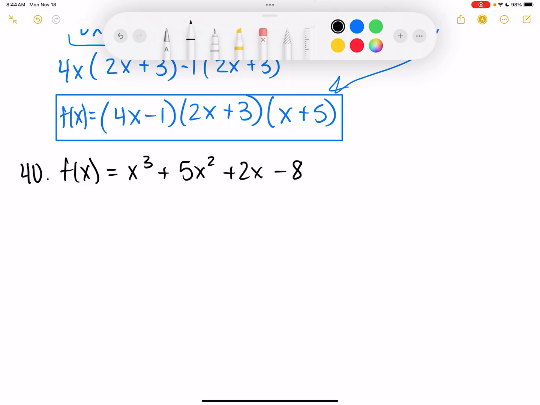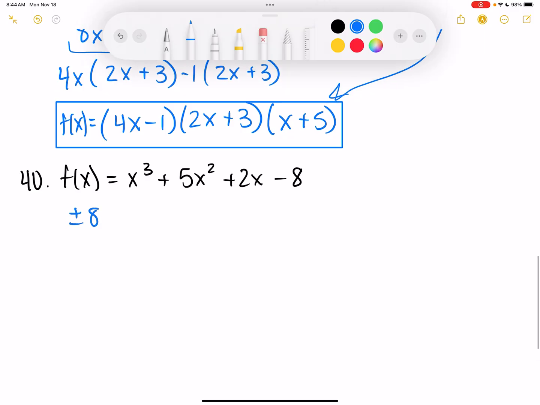But what we do is we're going to find all the different factors, and then we're going to check them. So we say it's the factors of the constant term over the factors of the leading coefficient. So this is plus or minus 8 over plus or minus 1. It doesn't matter what sign's out here. We always put plus or minus. Same thing for here.